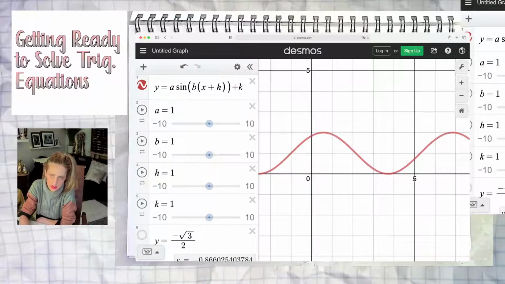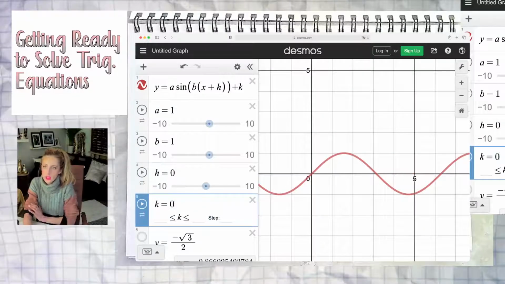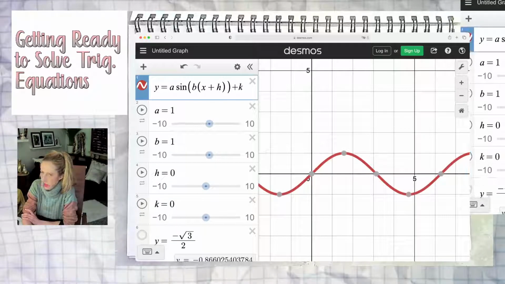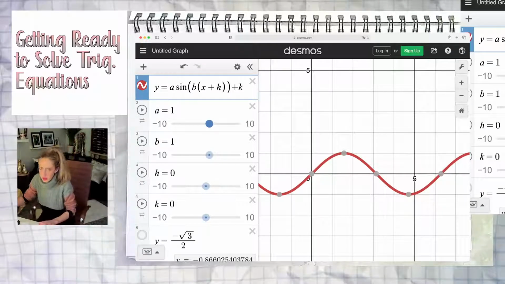A is 1, that's okay. B is 1, and I'm going to make H 0 and K 0. So that means it's just y equals sine x. This is the same picture as before. Now, if I make A bigger, do you girls know what would happen to the graph if I make A a bigger number?